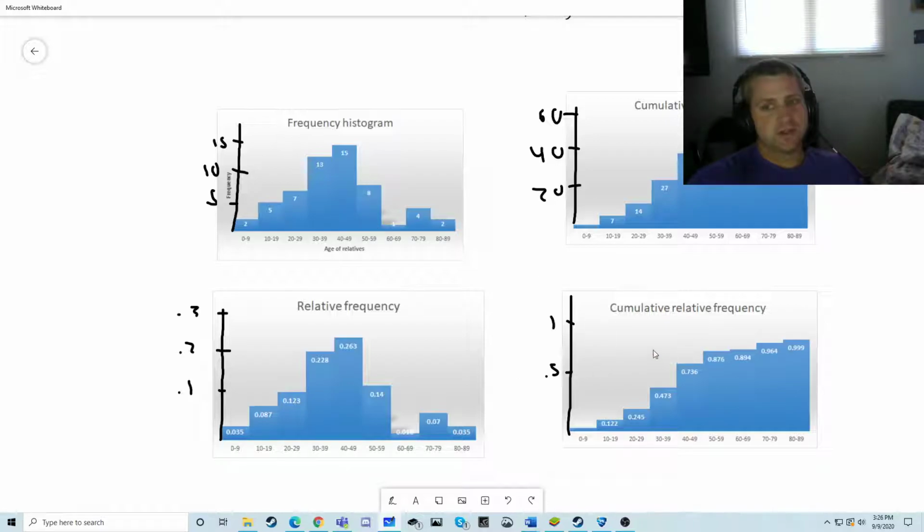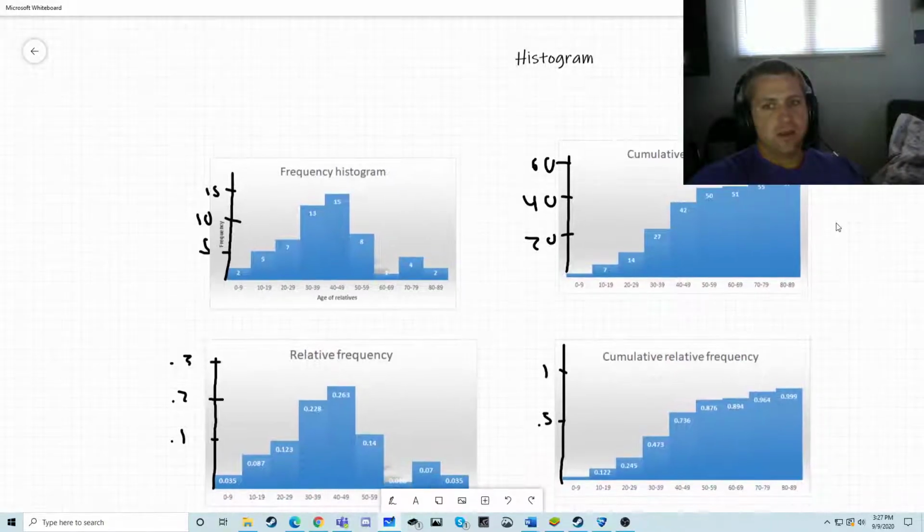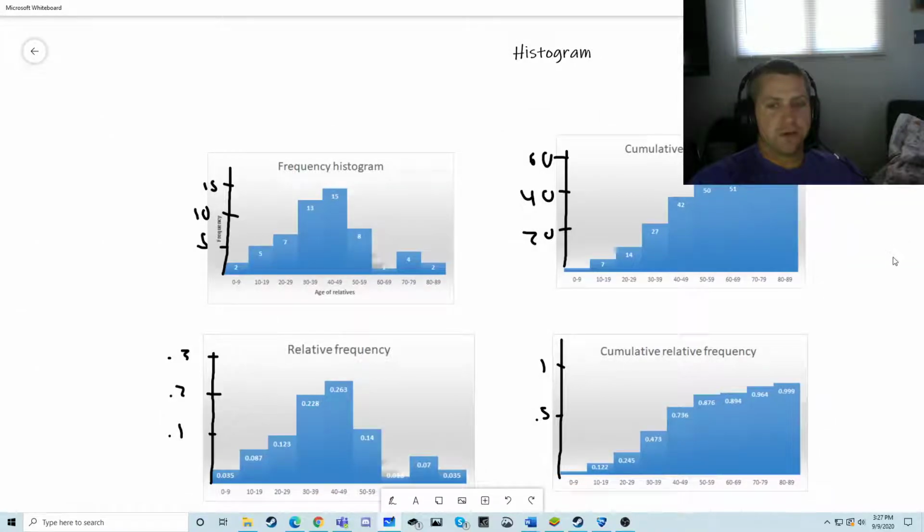Cumulative relative frequencies, it's the same thing, it's just adding each column up. Each one is everything before it added up. So the 0 through 9 is the same, 10 through 19 is the first two columns added up. The third column is all three of the relative ones added up. And it just keeps going. Again, because it's everything before it added up, it never goes down. So that's what histograms look like.